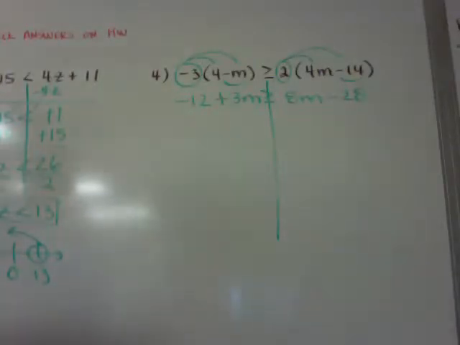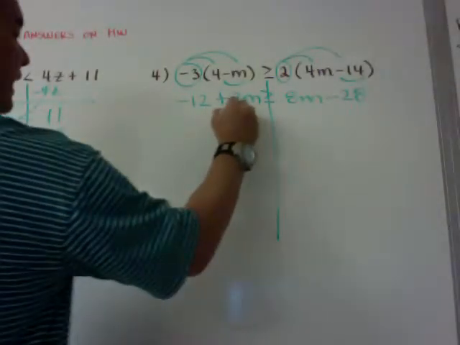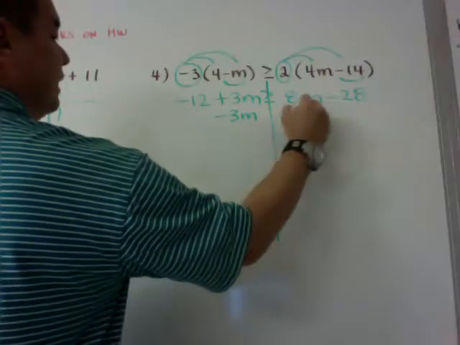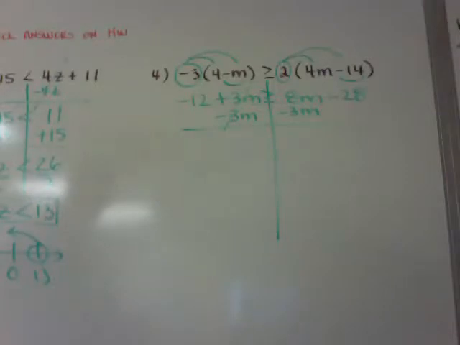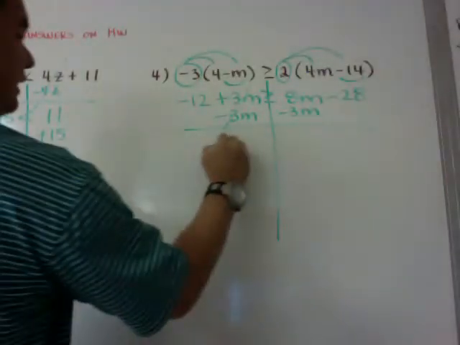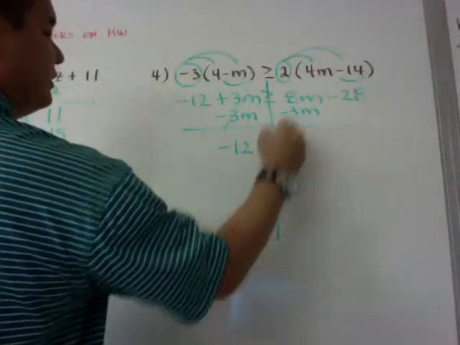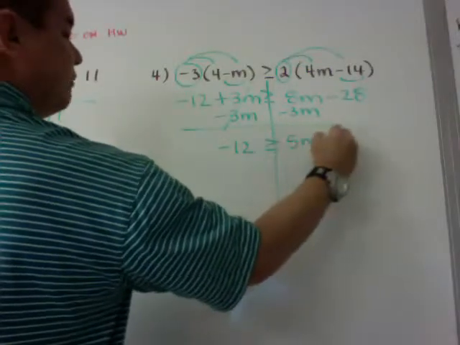From here, I can minus 3m from both sides. You could have subtracted 8m from both sides, either way. And I'm going to get negative 12 is greater than or equal to 5m minus 28.